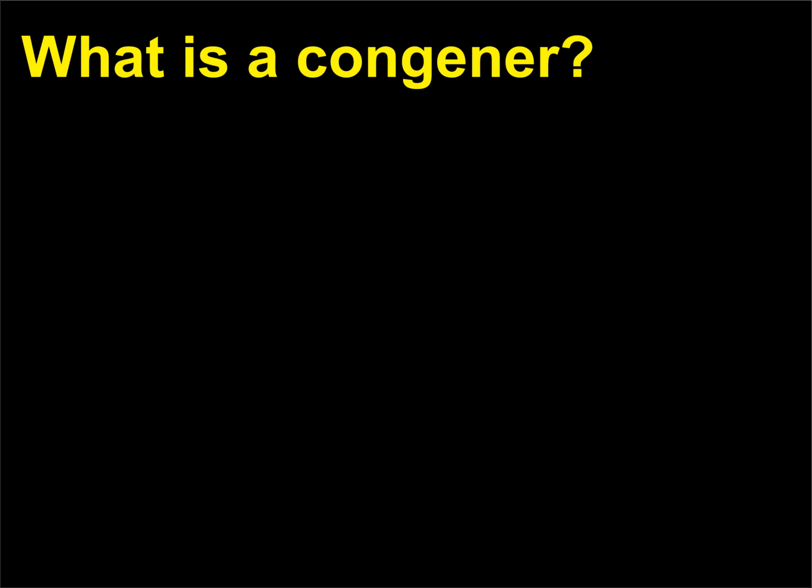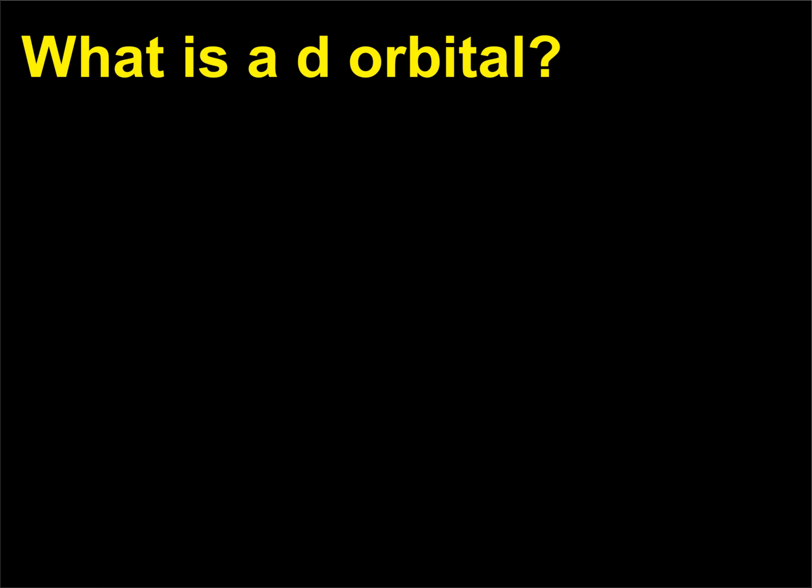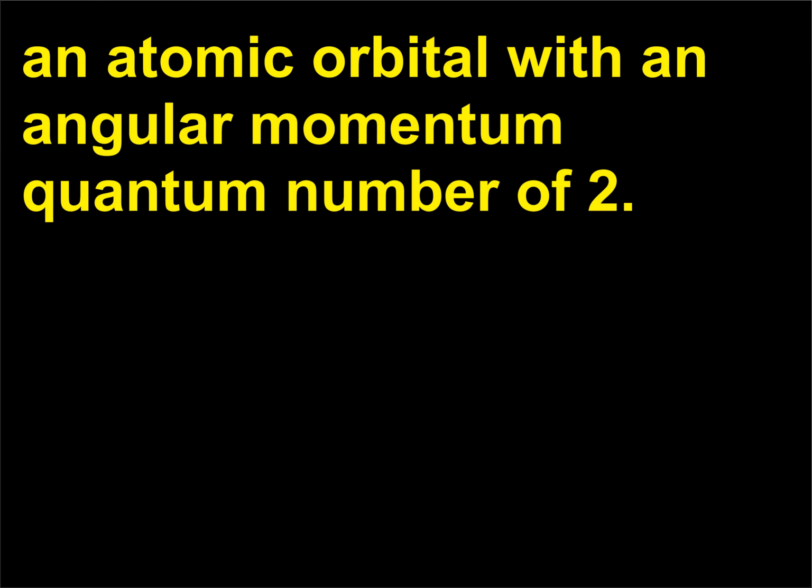What is a congener? A polymer of 2 or more monomers. What is a d orbital? An atomic orbital with an angular momentum quantum number of 2.